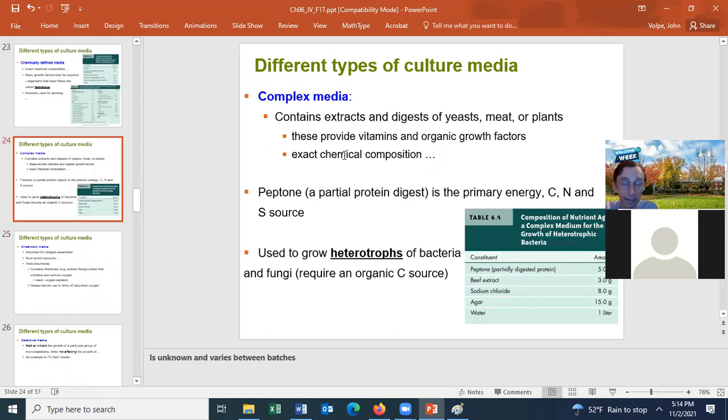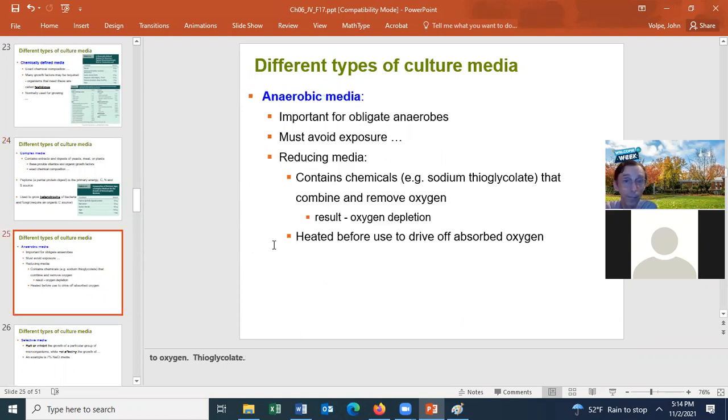We have discussed some complex media, and we'll talk about them a little bit later, but nutrient agar with yeast extract, and tryptic soy agar, or TSA, are three complex media that we commonly use in the lab. There are other types of media, like an anaerobic media. This media is important for growing obligate anaerobes. They must avoid exposure to oxygen.